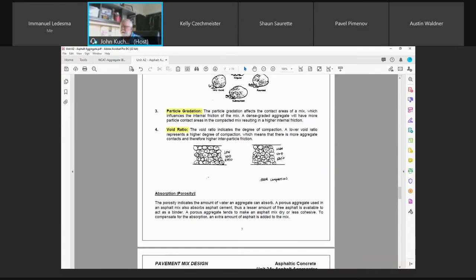Absorption, porosity. You're going to have some aggregate that may absorb a lot of asphalt cement. And a lot of suppliers don't like that because that's your most expensive part. Whether you're using 150, 200 pen grade or whatever, your asphalt cement is going to be expensive. If you have to use 6%, it costs more. So you want to check your absorption.